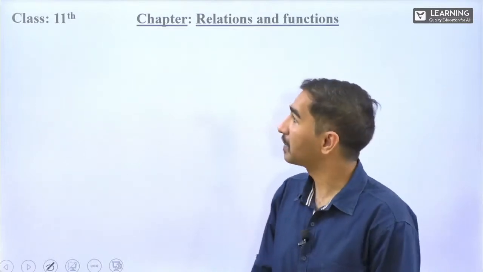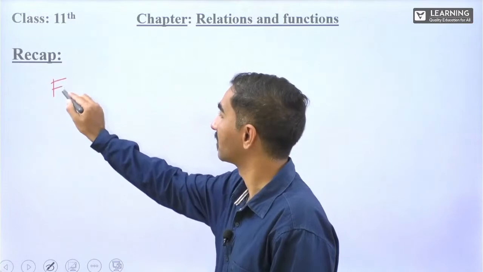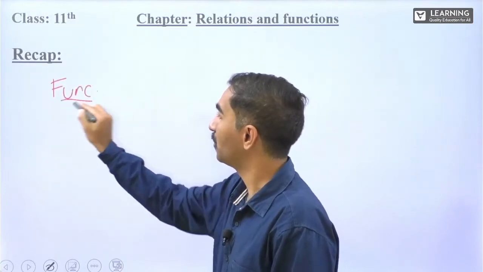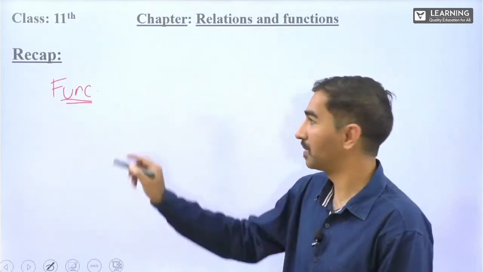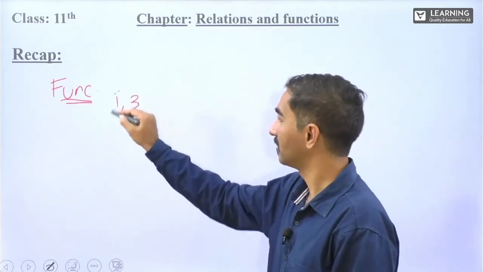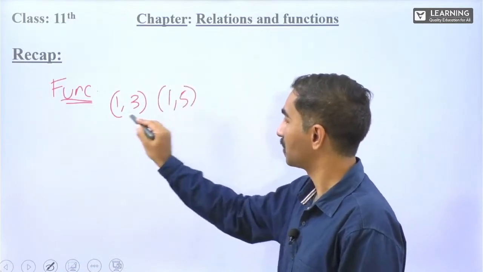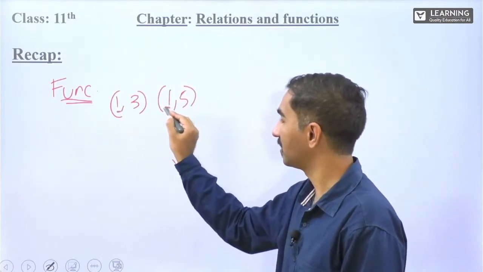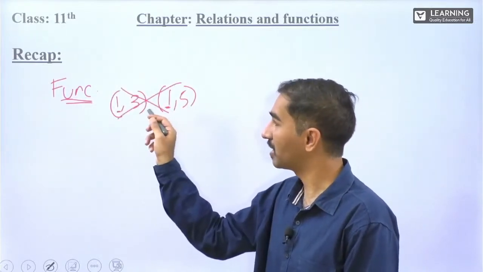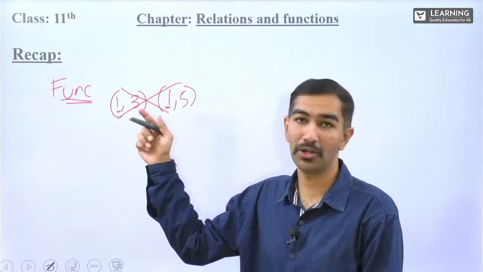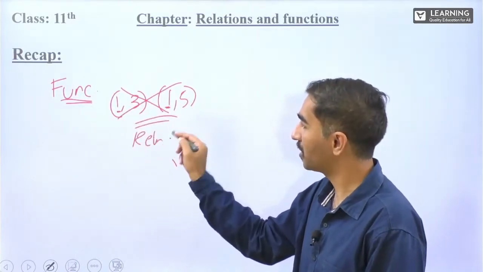In the recap, students, we saw what a function was, correct? So how do you define a function? It is where the first element does not repeat. For example, (1, 3) and (1, 5). The first element is repeating here, right? If this happens, it is not called a function. It is called a relation only.